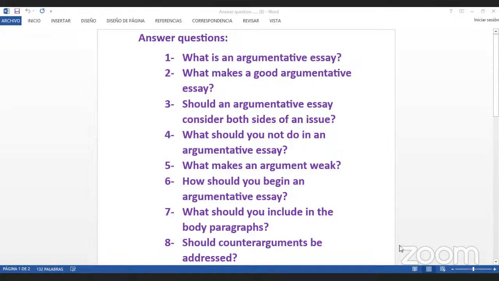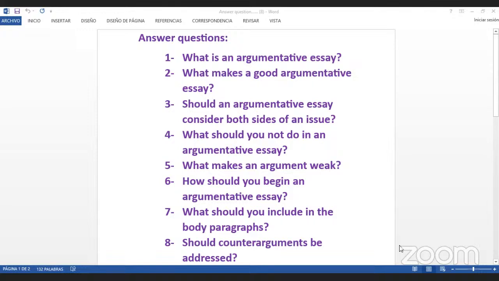Number five. What makes an argument weak? Arguments are weak when claims are presented without factual evidence, contain flawed reasoning, rely on false assumptions, demonstrate narrow-mindedness towards opposite views, or use overly emotional language not based on reason. So weak arguments are not persuasive.